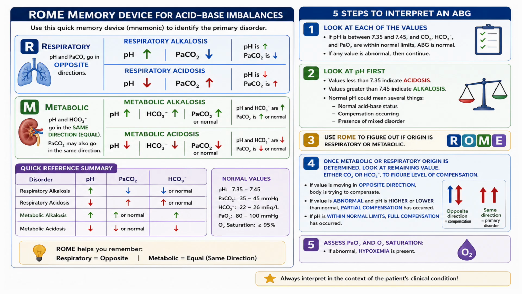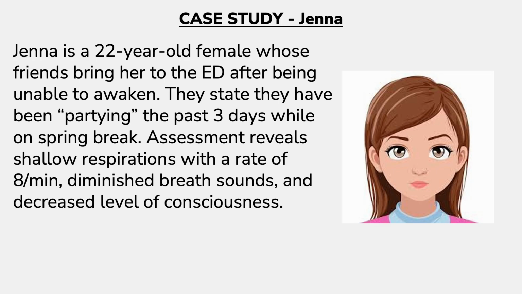And we're going to practice this a little bit. So let's look at the case study, all right? In this case study, Jenna is a 22-year-old female whose friends bring her to the emergency department after being unable to awaken her. They state that they have been partying the past 3 days while on spring break. On assessment, she has shallow respirations, right? She's not taking deep respirations, shallow respirations with a rate of 8 per minute. What is the normal amount of respirations? Normal amount is 12 to 20. She has diminished breath sounds and she has a decreased level of consciousness.